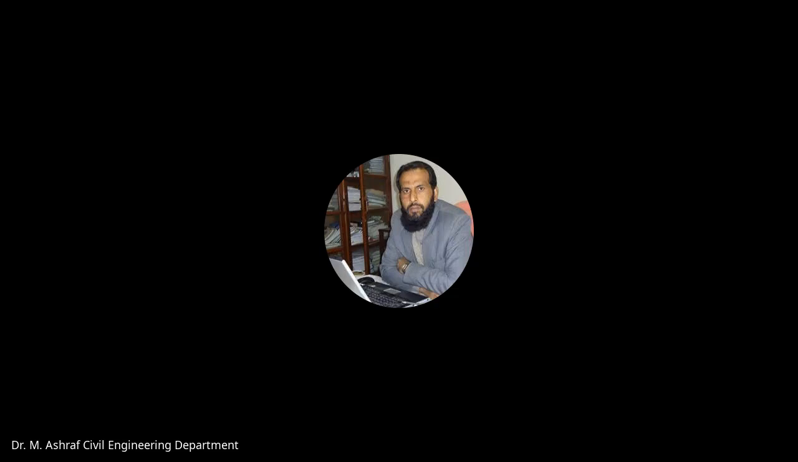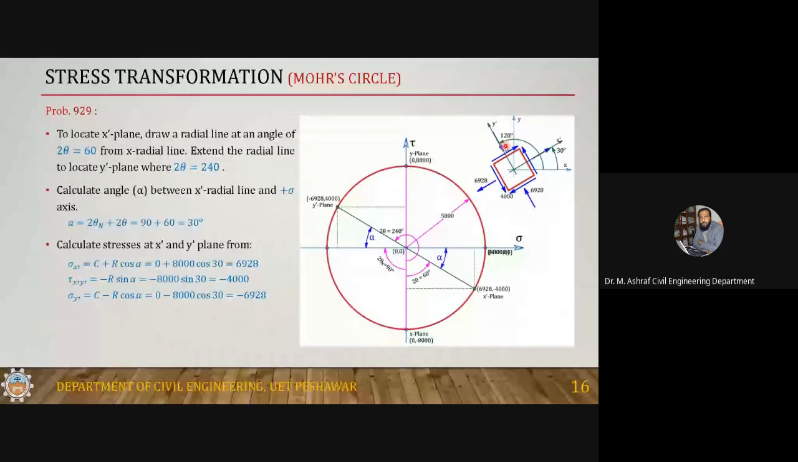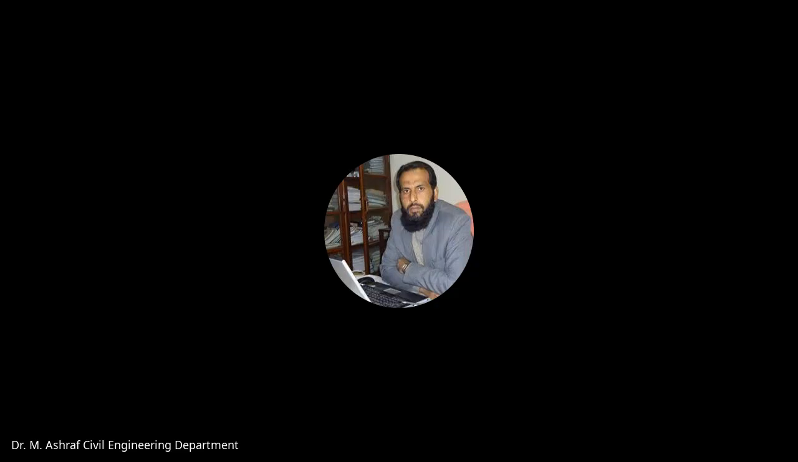This is the x prime plane, at an angle of plus 30, counterclockwise 30. So you rotate the element by a counterclockwise 30 degree. This stress is 6928. On the opposite side this is also 6928 but compression. And this one is minus 4,000, counterclockwise. So this is the stress element at 30 and at 120 degree. This is a complete state of stress.